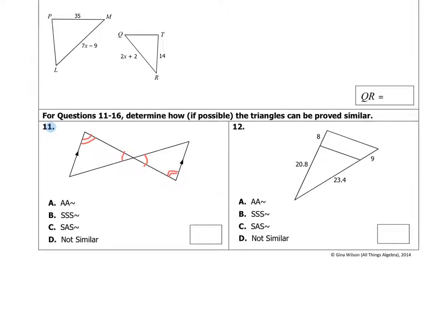Number 11, we're talking about triangle similarity. So you got to choose whether it's angle-angle, side-side-side, side-angle-side, or not similar. These lines are parallel, which make alternate interior angles, which are equal. Then anytime we have intersecting lines, they make vertical angles. Which of these could that be?